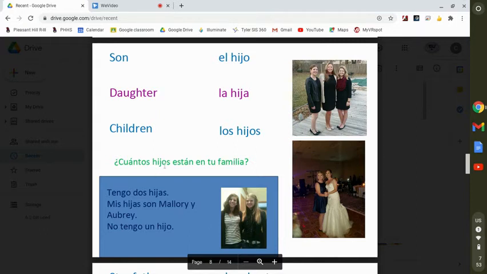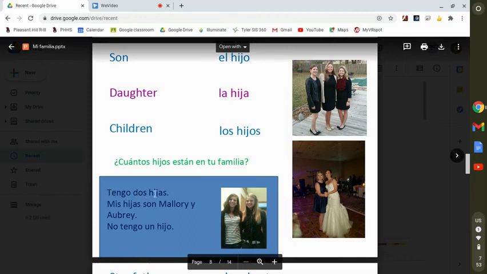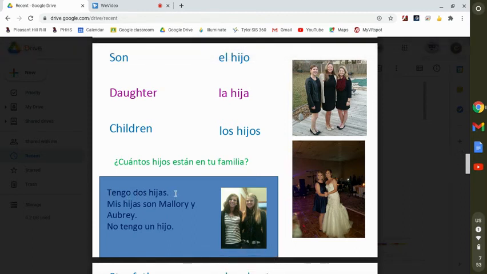So I'm asking, ¿cuántos hijos están en tu familia? How many children are in your family? And I have tengo dos hijas. I have two daughters. Mis hijas, that's go plural, son are Mallory y Aubrey. No tengo un hijo. I don't have a son.